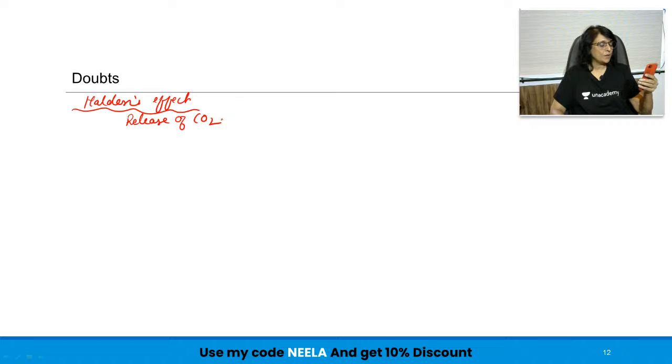Binding capacity of oxygen decreases when carbon dioxide increases. This is Bohr's effect. That is perfect. Now, if you're talking about Haldane's effect, it is about the release of carbon dioxide.